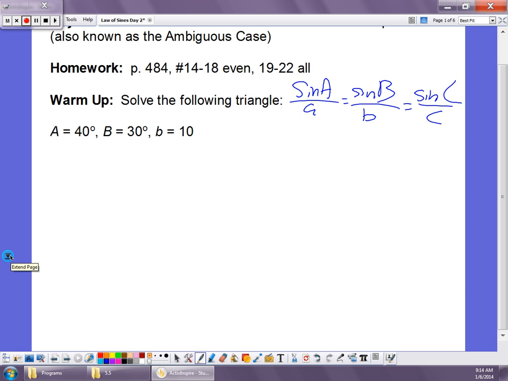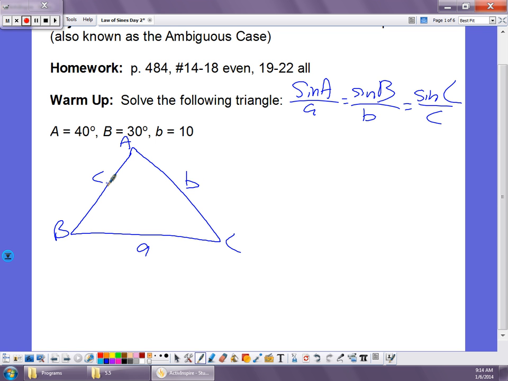So here you're given a triangle A, B, C, and it doesn't really matter what's A, what's B, and what's C as long as the sides correlate with the angles. Okay? So here you have A is 40, B is 30. So then C, you can just do 180 minus 40 minus 30, which would be 110. So that you already have right off the bat, angle C is 110 degrees. And side B is 10.